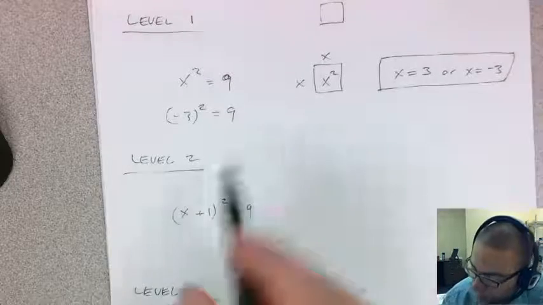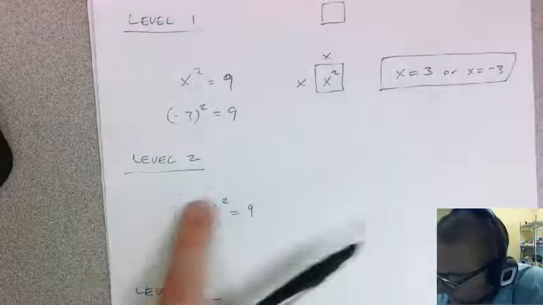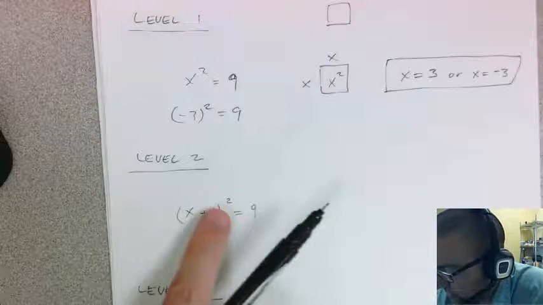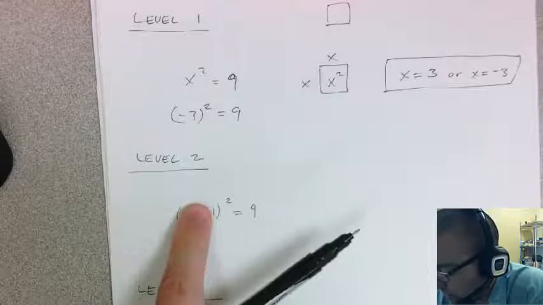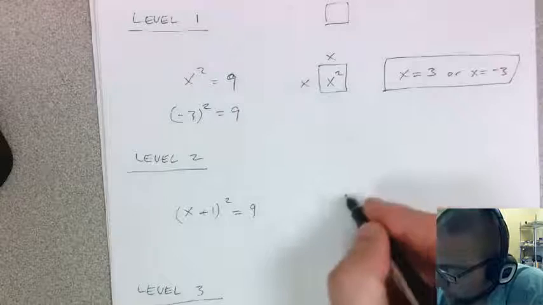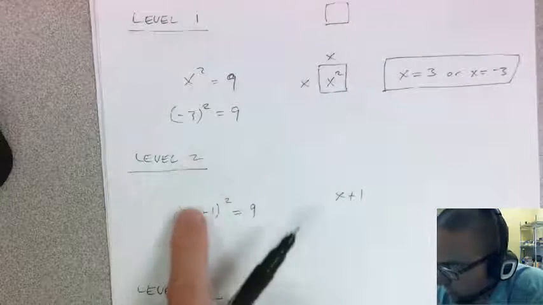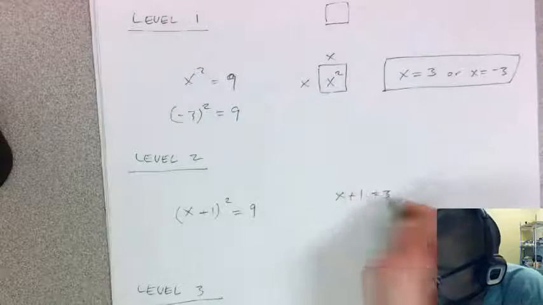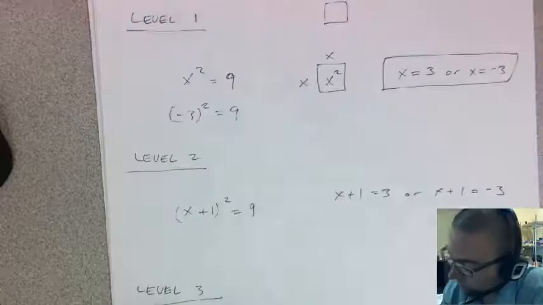Okay, so let's go on to the next level. Level 2. So now we have something squared is equal to 9. Well, don't let all this stuff in the parentheses confuse you. It's just something, right? Something squared is equal to 9. So that something should be equal to 3 or negative 3, just like in my previous problem, right? So x plus 1 is equal to 3, or x plus 1 is equal to negative 3.